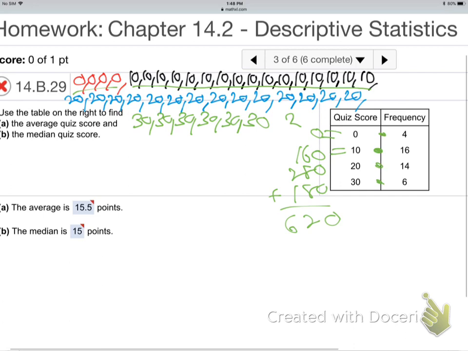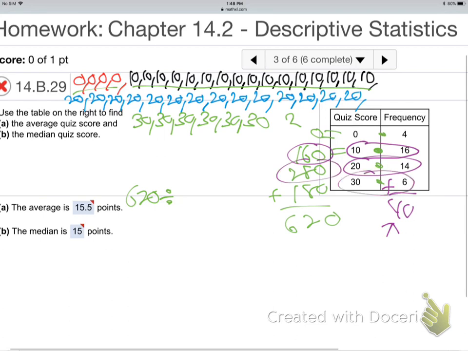And then what do we got to divide by? 620 divided by 40. Yeah, how'd you come up with that? Good job. You just add up the frequency, because that's how many numbers there are, and it is 40. So I just said there's 16 tens, which is 160, and 14 twenties, which is 280, and 6 thirties, which is 180, and 4 zeros, which is 0, and then added that all up to be 620. It's a tricky little way to add up all the numbers without having to do it all slow and painful. Is that good? And then divide by 40 because there are 40 numbers up there, which is the frequency, and that comes out to 15.5. So there's the average of all those numbers in the table.